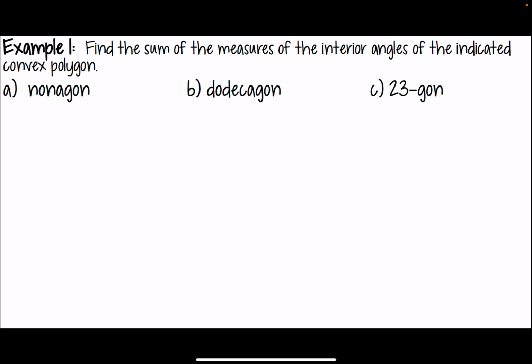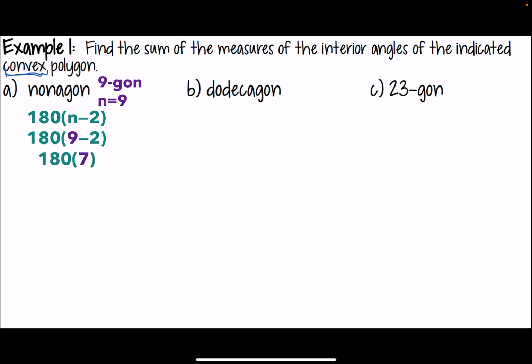All right, so find the sum of the measures of the interior angles of the indicated convex, this is important, polygon. And that's what we're mostly going to be working with. So a nonagon means that it's got 9 sides, the 9-gon, and your n is going to equal 9. We're going to use our theorem and drop the 9 in. So 180 times 9 minus 2, which is our n, we do 180 times 7, which gives you 1,260 degrees. That's how easy that is. You can figure out the angle sum for this just like that.